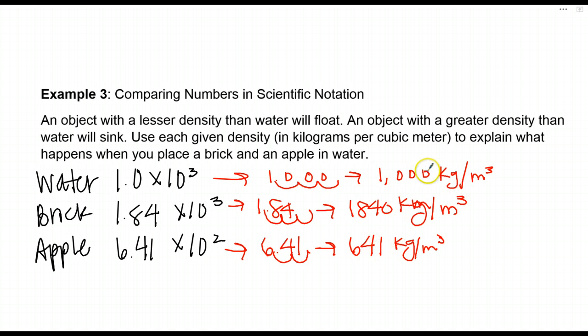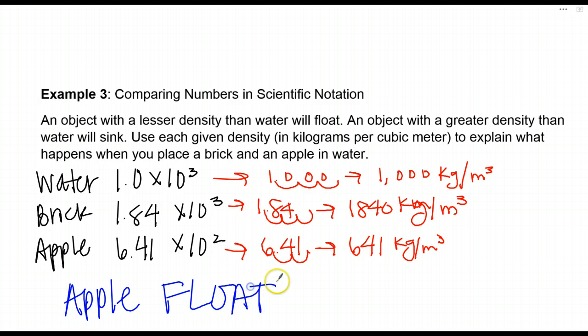All right, since the apple is less dense than water, the apple is going to float. And since the brick is more dense than water, the brick is going to sink. So that's the answer to example 3.